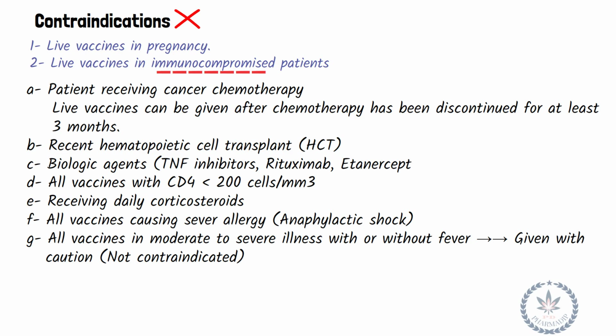Patients receiving biologic agents: TNF inhibitors, rituximab, etanercept. All vaccines are contraindicated in patients with CD4 count less than 200 cells per cubic millimeter. Patients receiving daily corticosteroids. All vaccines causing severe allergy, anaphylactic shock, are contraindicated. All vaccines in moderate to severe illness with or without fever are given with caution but not contraindicated.